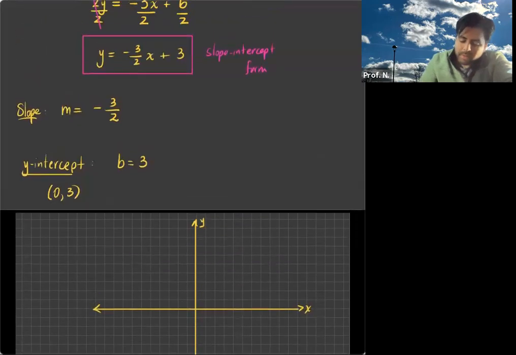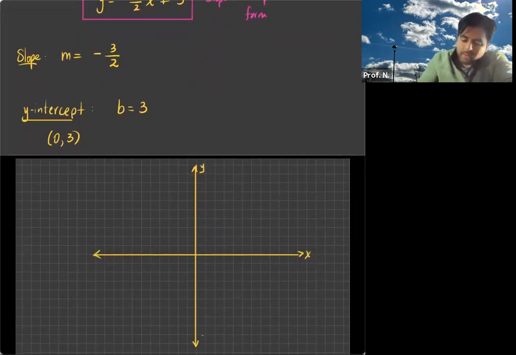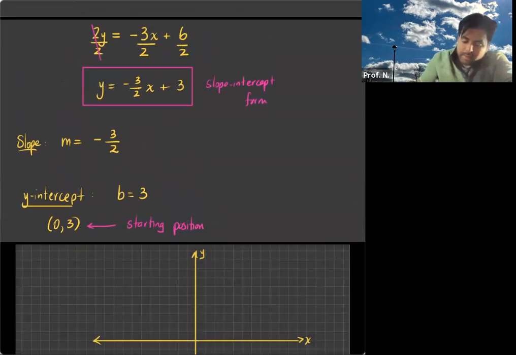So remember, I start my position at (0, 3). This is my starting position. And then this represents my commands. This is my command: I fall by 3, and I move to the right, or I should say run, 2 units to the right.